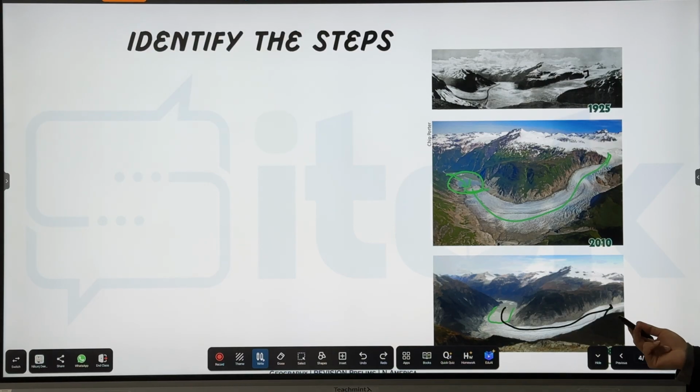I would like you to identify the steps in class as well. So you can pause the video and also identify and study these steps.